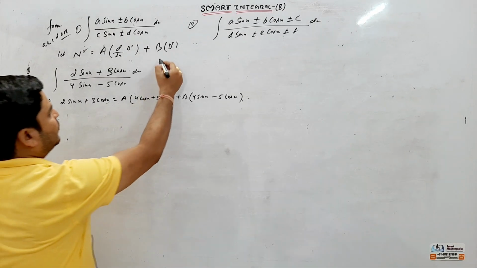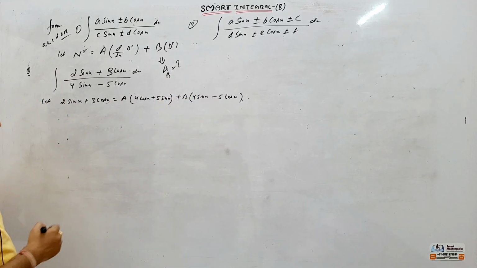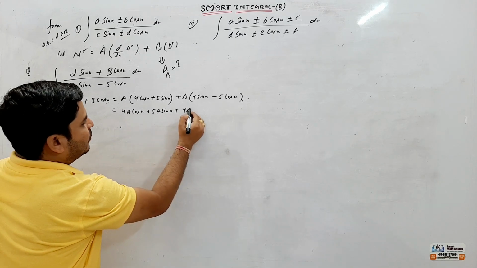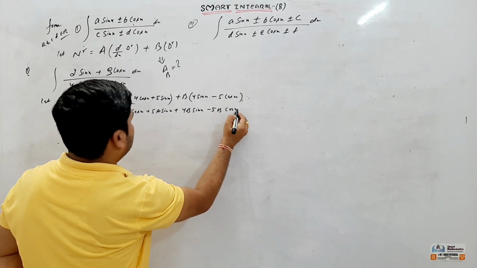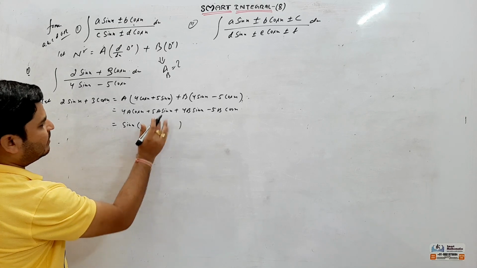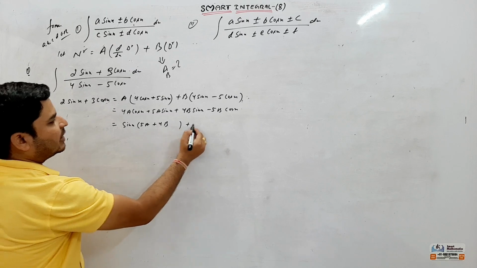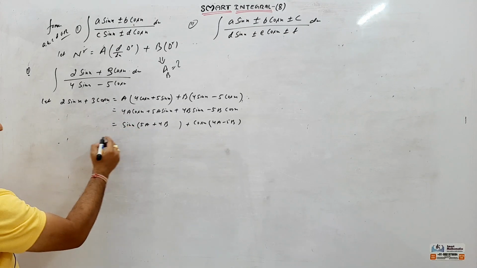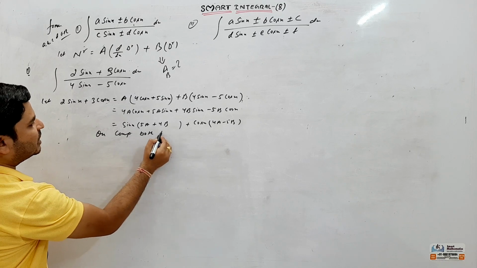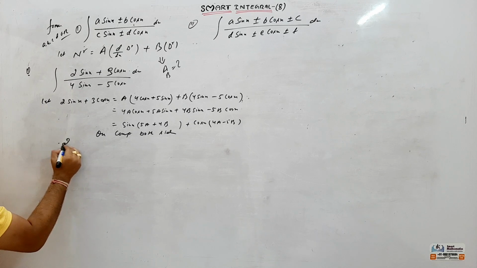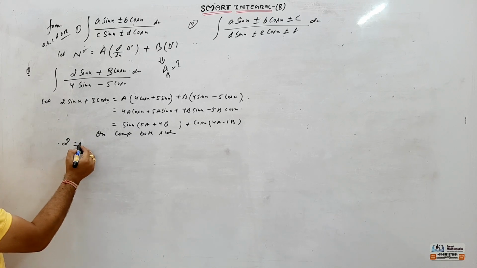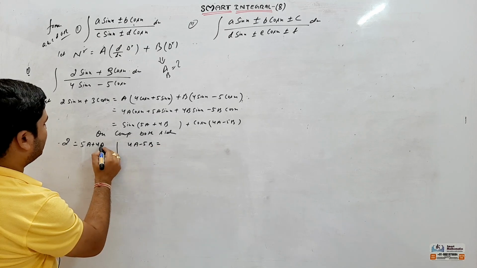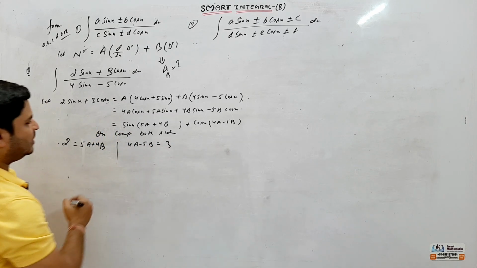Now in the next step we have to find the value of a and b by comparing both sides. So how should we do? Just open all the brackets: 4a cos x plus 5a sin x plus 4b sin x minus 5b cos x. Take sin x common, we would have 5a plus 4b. Take cos x common, we would have 4a minus 5b. Now on comparing both sides, we would get the coefficient of sin x as 2 equal to 5a plus 4b, and comparing the cos x on both sides we would get 4a minus 5b equal to 3.